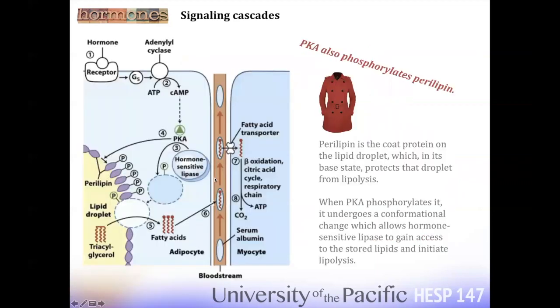Perilipin is this coat on the lipid droplet, and it's sort of protecting it, and you have to open that coat. You have to expose the triglycerides. You have to expose them so that the enzymes can go do their lipolysis, their lipolytic activity, their lysing. So PKA is also phosphorylating perilipin, the coat.